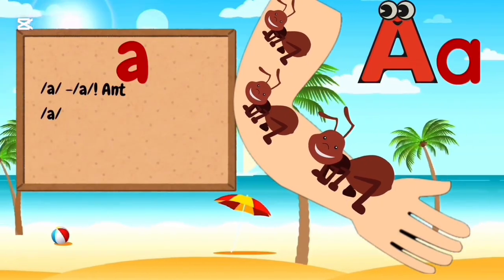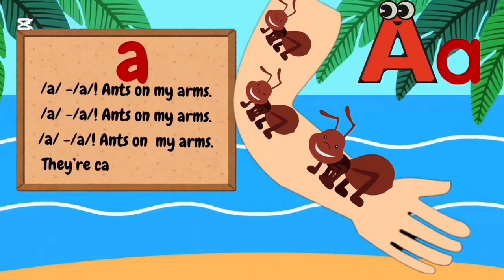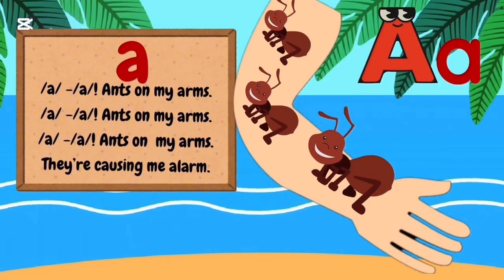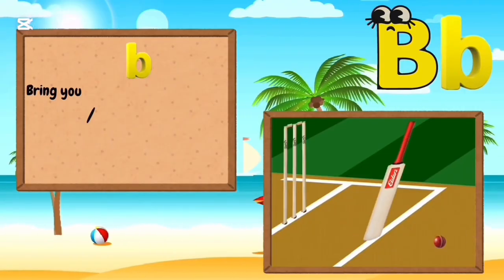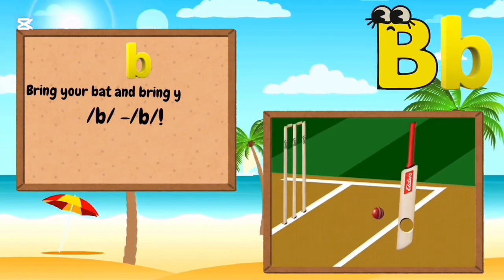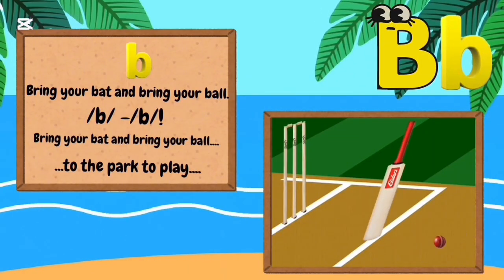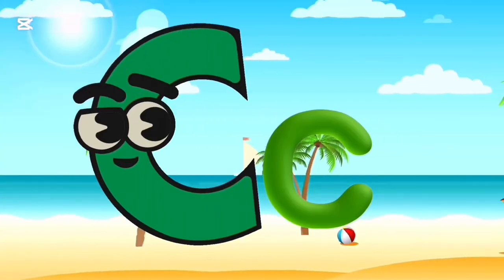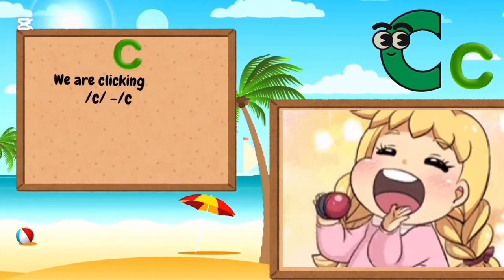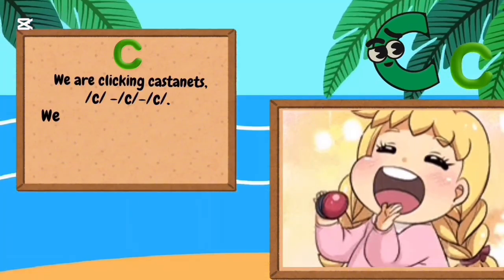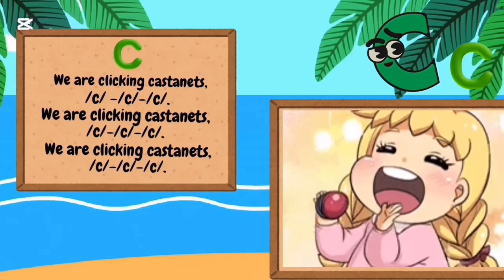Ants on my arms, ants on my arms, ants on my arms, they are causing me alarm. B, b, bring your bat and bring your ball. B, b, bring your bat and bring your ball to the park to play. K, k. We are clicking castanets, k.